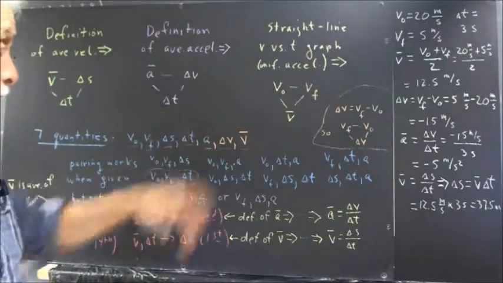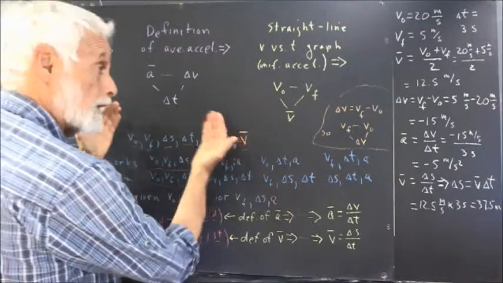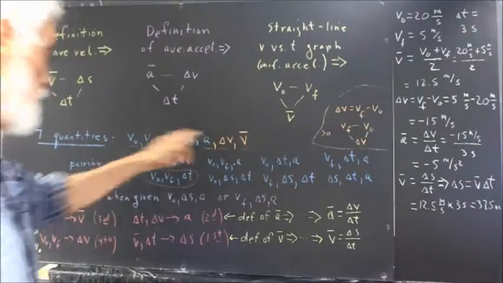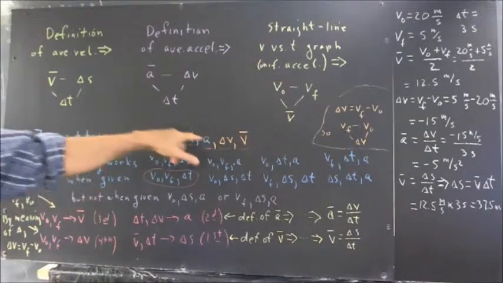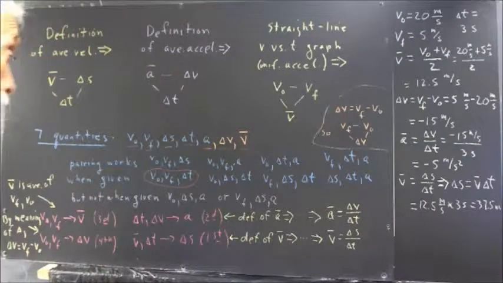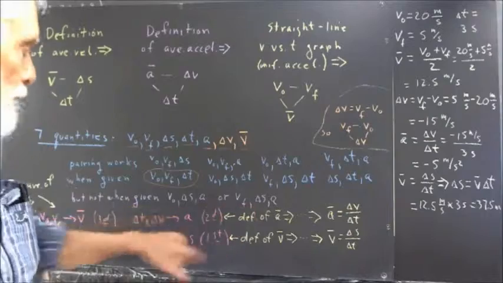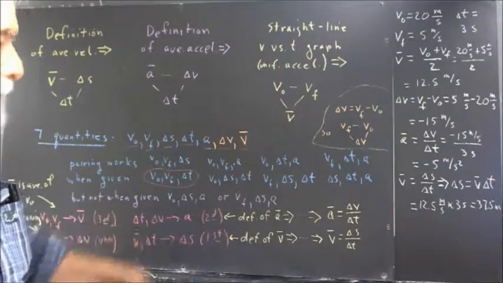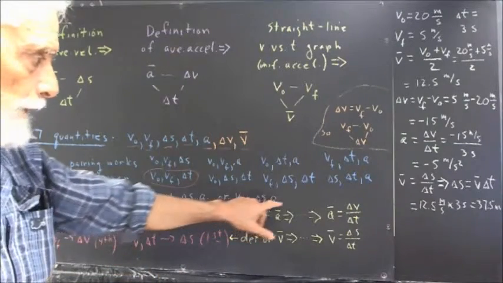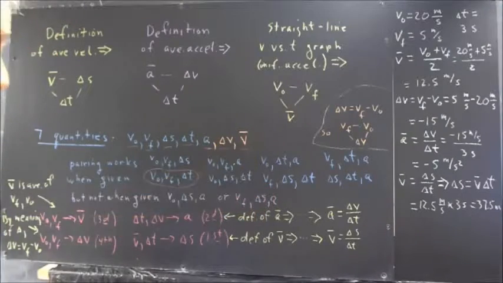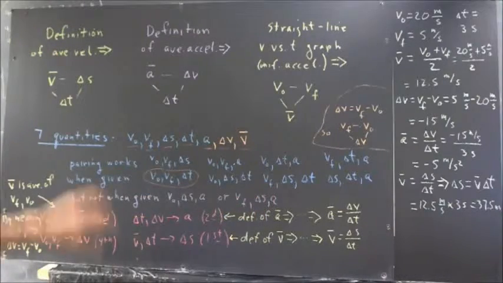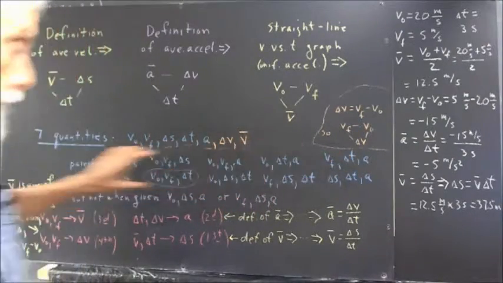There are only 10 possible combinations of these 5 quantities, the 5 quantities I've listed in blue here. And the other 2, pairing doesn't work. If you know V0, delta S, and A, doesn't work. If you know VF, delta S, and A, pairing doesn't work. There's something else we can do, and we'll see that soon enough. But let's get our hands on the pairing idea.